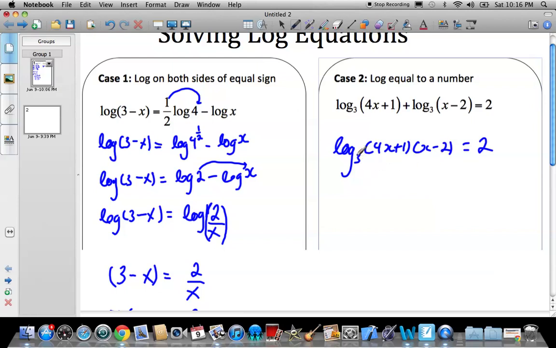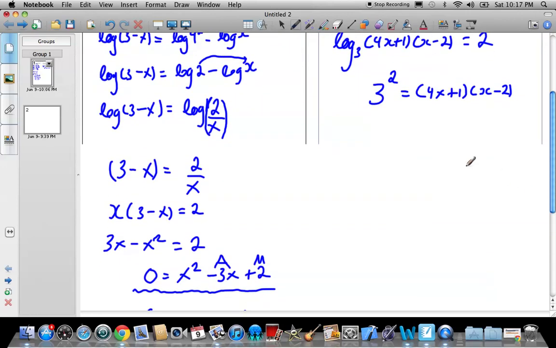So remember, to convert to exponential form, the base of our log is the base of our exponential. Whatever that log is equal to is the exponent. And then what's inside the log function is what our exponential equals. So 4x plus 1, x minus 2. So now we can FOIL it out, and it's not so compressed. It's not inside the log function, so it's not such a hard process.